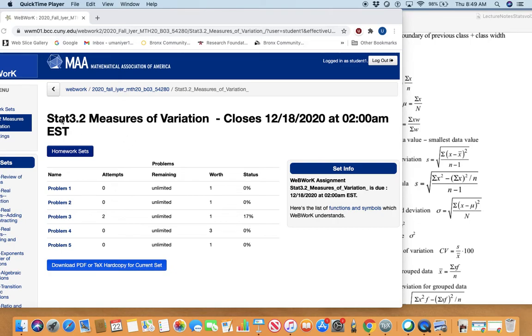Welcome back. This is Statistics 3.2, Measures of Variation, Problems from Web Work. There are only 5 problems. Let's go over them one at a time.